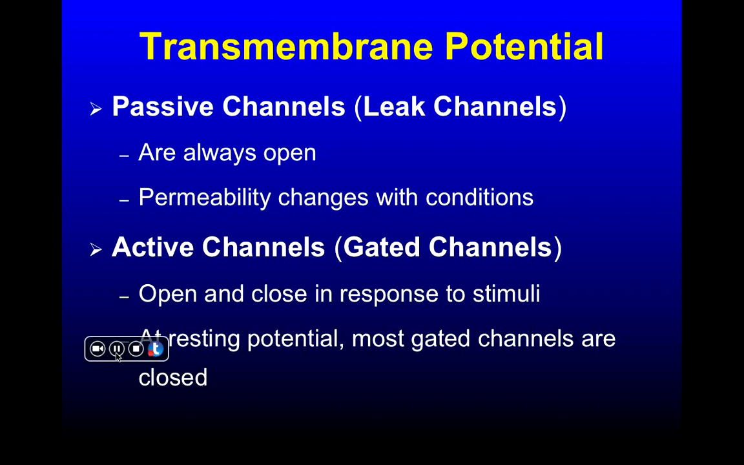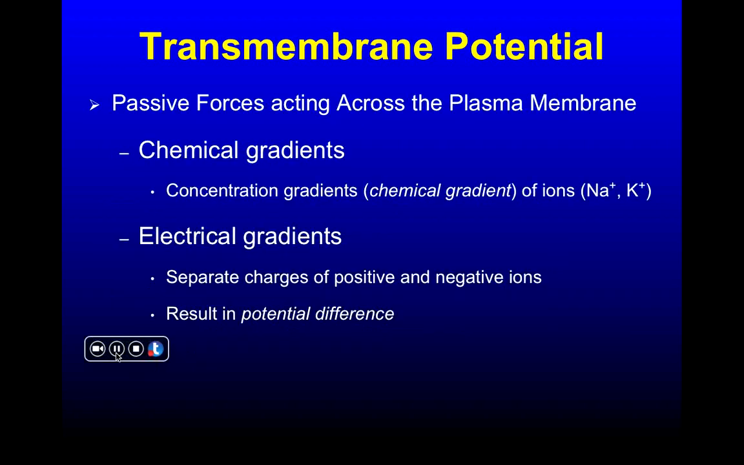Now, these channels don't let anything pass through. They're very specific. So you'll have a specific channel for a specific component that it wants to let pass through the cell membrane. But anything else that comes along will not be able to pass through that particular channel. You need a different channel. Then we have active channels. These are gated channels. They need some sort of stimulus to open them up. And we'll see examples of both passive and active channels.